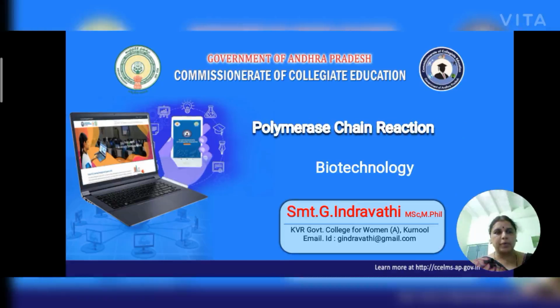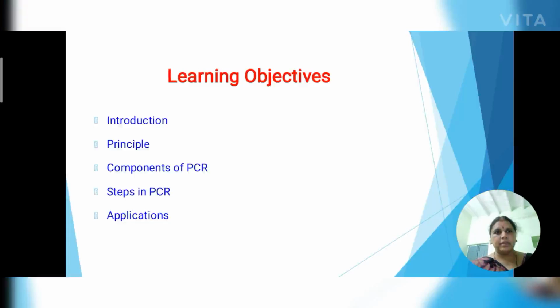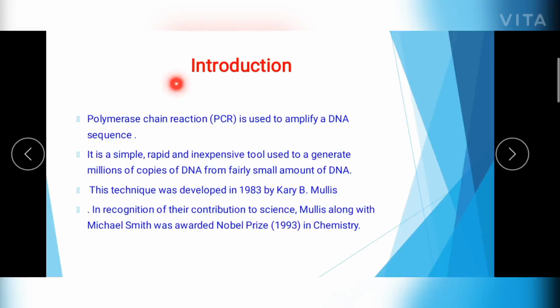Today's topic is polymerase chain reaction. In this you will be learning about what is polymerase chain reaction, the principle of PCR, the different components taken for the PCR reaction, and the steps in the PCR reaction, mainly the three steps: denaturation, annealing and extension. And in the last you will be learning about the application of PCR. Dear learners, let's study the PCR reaction in detail.